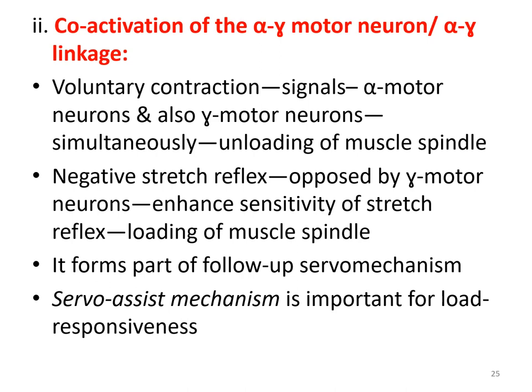But here, as the gamma motor neurons are also stimulated, this negative stretch reflex is opposed by the gamma motor neurons. Gamma motor neurons cause the contraction of the polar ends of the muscle spindle, which stretches the non-polar or receptor portion of the muscle spindle, which increases the signal output from the primary sensory endings of the muscle spindle to the alpha motor neurons, thus enhancing the sensitivity of the stretch reflex, that is, loading of the muscle spindle. So it forms the part of the follow-up servo mechanism. This servo assist mechanism is very important for load responsiveness.